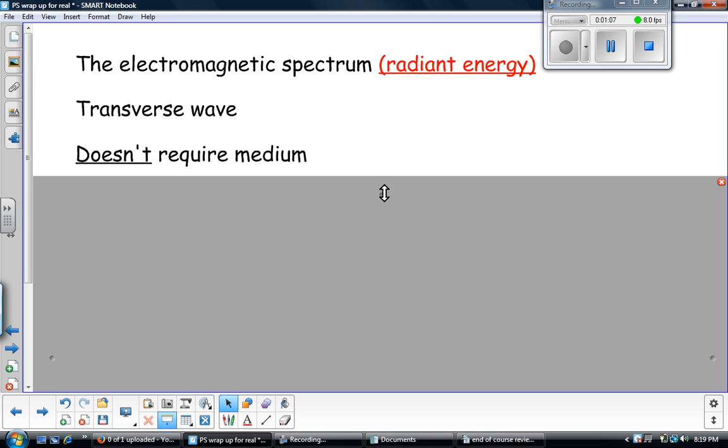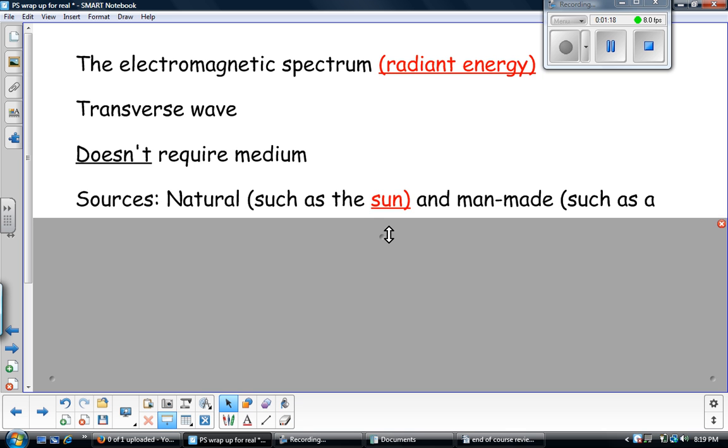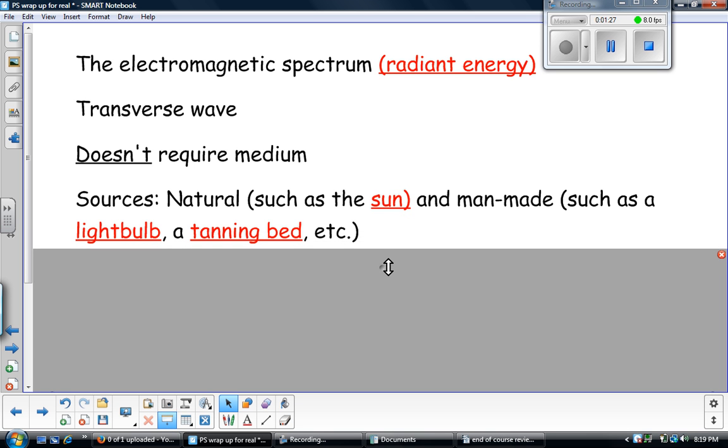Alright, remember, transverse waves do not require a medium, and a medium is matter. So they don't need air, they don't need water, they don't need slinkies, they don't need springs to travel. They can travel through the vacuum of space. So they can come from the sun. This would be an example of a natural source of electromagnetic radiation. They could be man-made. A light bulb or a tanning bed is something that we make that creates electromagnetic radiation.